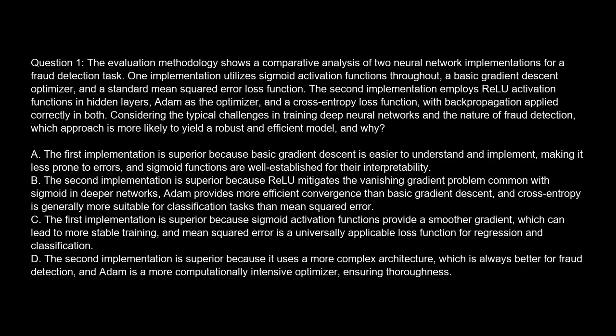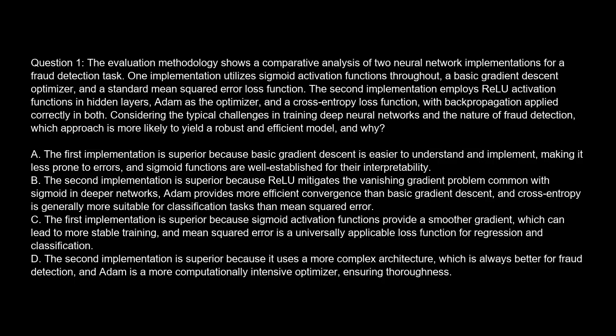Considering the typical challenges in training deep neural networks and the nature of fraud detection, which approach is more likely to yield a robust and efficient model, and why? Option A. The first implementation is superior because basic gradient descent is easier to understand and implement, making it less prone to errors, and sigmoid functions are well established for their interpretability.